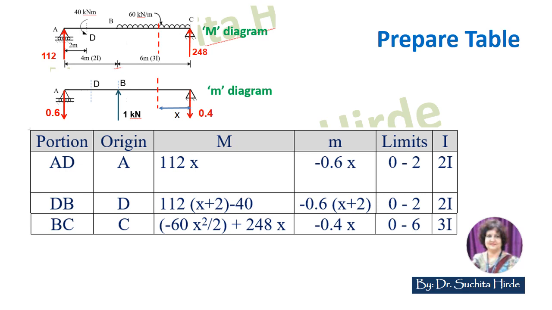Now for the BC portion, it is convenient to take C as origin and write the equation from the right side. You know that we can write the bending moment equation either from the left side or from the right side. So it is convenient to use the right side for portion BC. Therefore we have considered origin as C and written the equation from C. Due to load it is minus 60x square by 2, and due to reaction it is plus 248 into x. Then small m, the moment due to reaction due to unit load, is minus 0.4 into x. Here the limits from C to B are 0 to 6 and the moment of inertia for this portion is 3I. So this is how we can prepare the table.